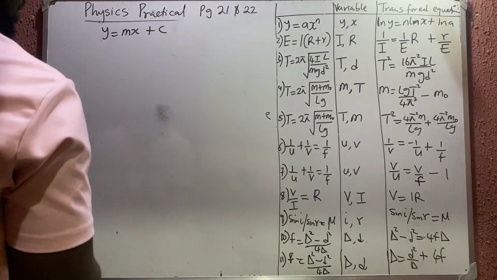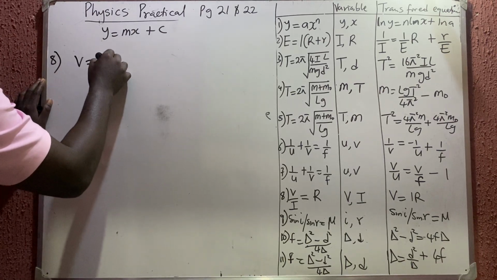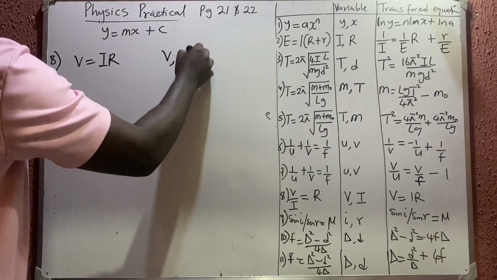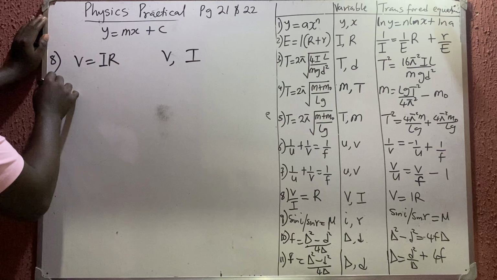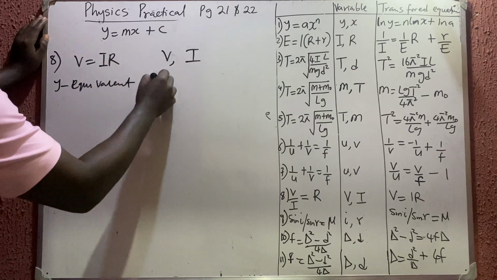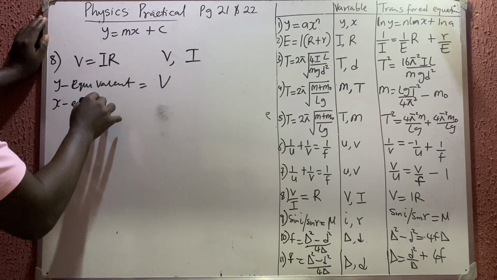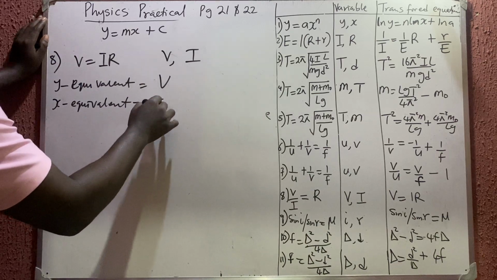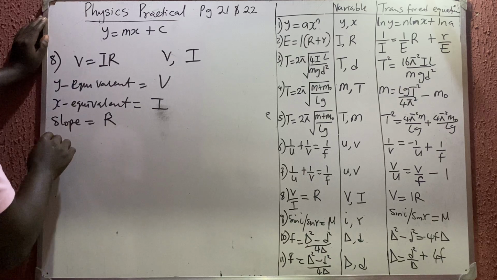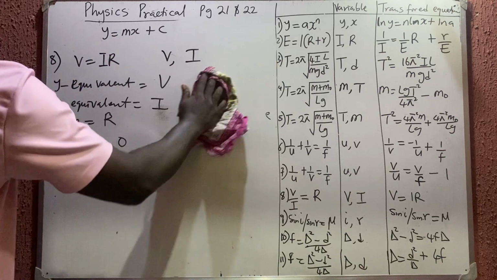See, all these things are very, very simple. Question number 8, the transformed equation gave us that v is equal to I r, and they gave us v comma I. So obviously my y equivalent is v, while your x equivalent will now be I. Then our slope will now be r, while the intercept is obviously 0. So we go to question number 9.